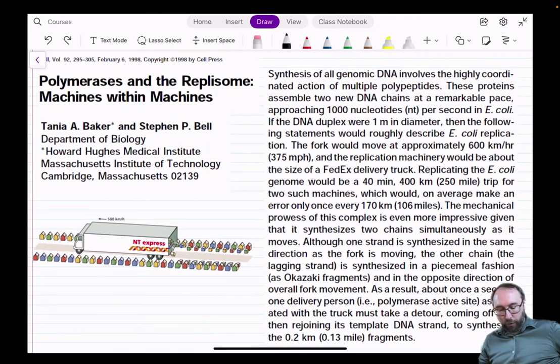coli replication. The fork would move at approximately 600 kilometers per hour, or 375 miles per hour, and the replication machinery would be about the size of a FedEx delivery truck. Replicating the E. coli genome would be a 40-minute, 400-kilometer trip for 2 such machines, which would on average make an error only once every 170 kilometers. I mean, it's just amazing what these machines can do.